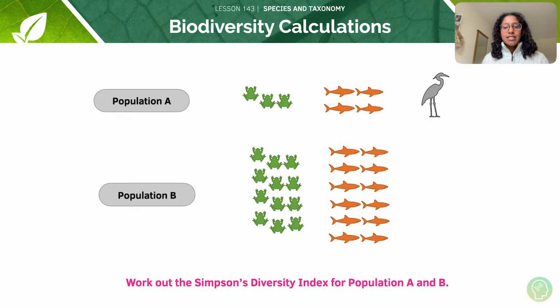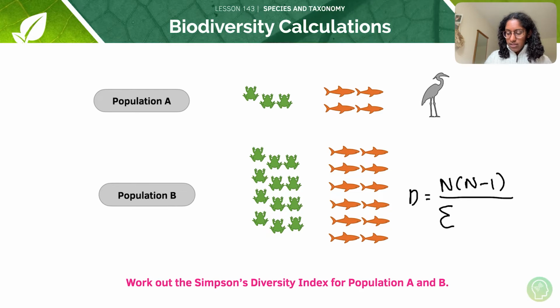Okay, so let's put this into practice. Let's work out the Simpson's diversity index for populations A and B. I want you to jot down that equation again, where this backwards 3 sign means sum of. So jot this down, give the video a pause and have a go at working out the diversity index for population A and population B. I'm going to move on to that in a few seconds' time.